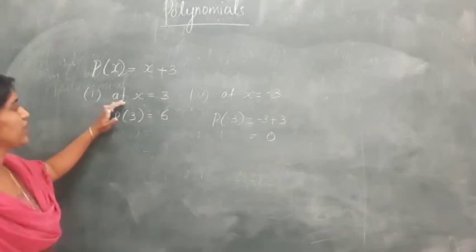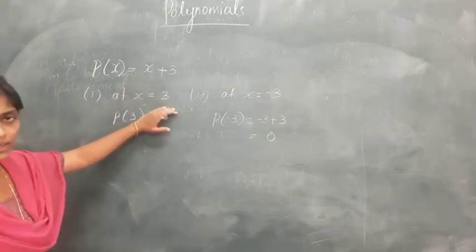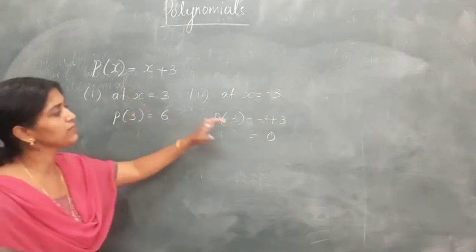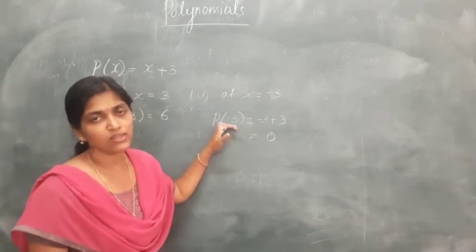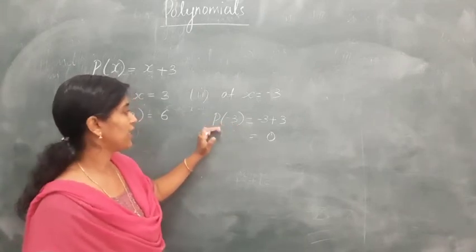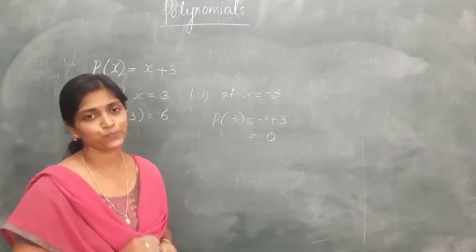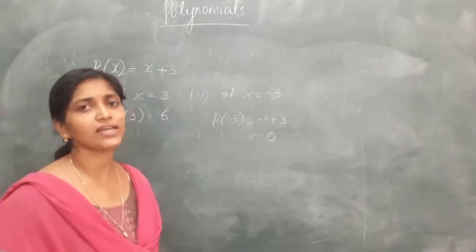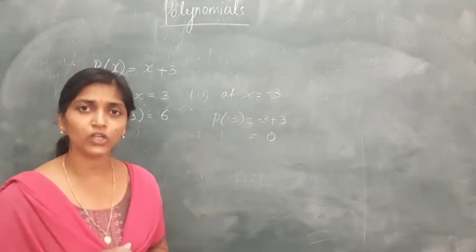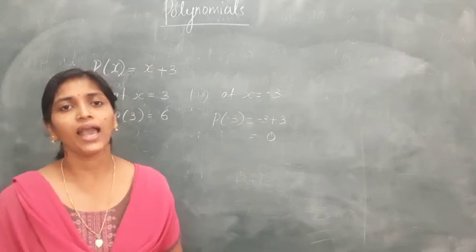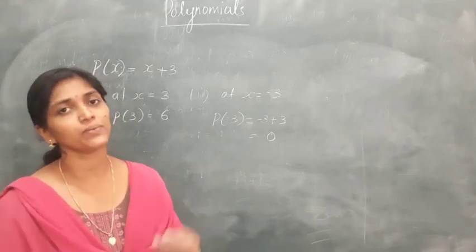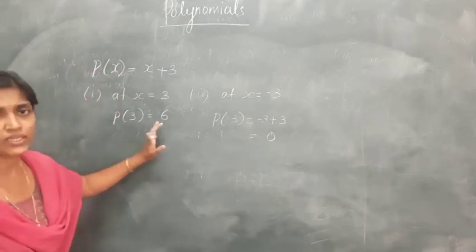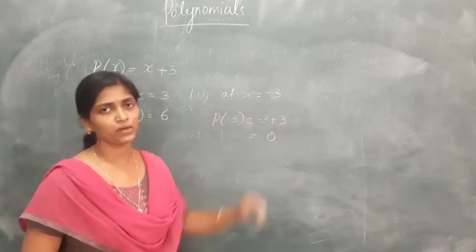So in this case, when we get the value of x as 3, the value of the polynomial is equal to 6. But when we get the value of x as minus 3, you are getting the value of the polynomial as 0. So you may get the value of the polynomial as 0 in certain cases, and you may get any other value in certain cases. And the next topic we are going to study is related to this value of a polynomial.